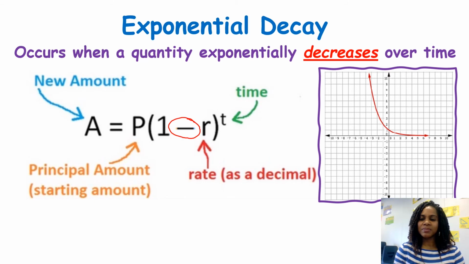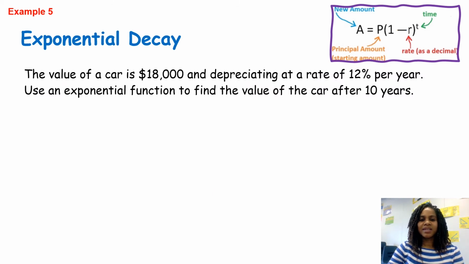So let's try some problems. I'm going to do one with you, and I'm going to have you try one on your own. So let's take a look at example 5 here. It says the value of a car is $18,000 and depreciates at a rate of 12% per year. So that depreciates tells us that that rate is decreasing, and our rate is 12%. So let's just label everything. Our P, our principal or initial amount, is $18,000.